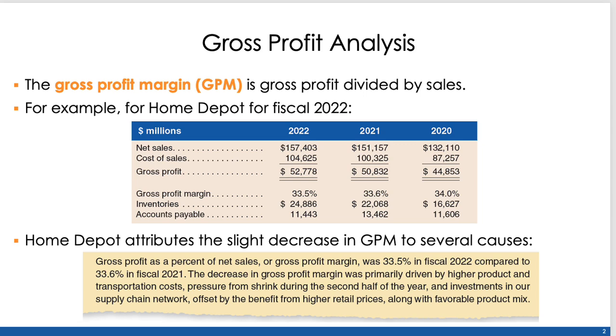Now, there are notes in the financial statement. You can see it reprinted there, at least the excerpt. Home Depot attributes this slight decrease in GPM to several different causes, right? Primarily driven by higher product and transportation costs, pressure from shrink during the second half of the year, and investments in our supply chain network, offset by the benefit of higher retail prices along with more favorable product mix.